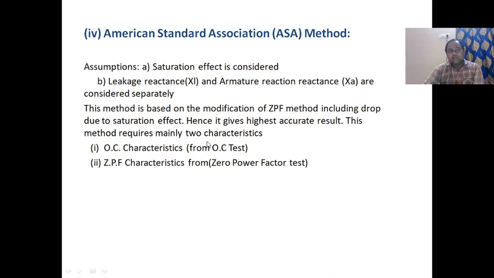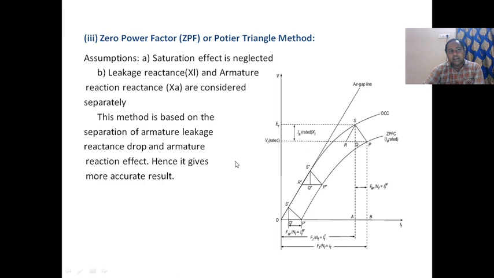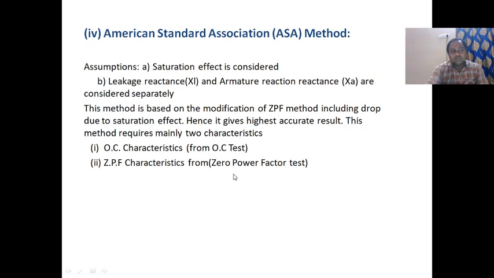This method requires mainly two characteristics, the OCC characteristics and the ZPF characteristics. I already discussed that one. So, the graph is similar in the ZPF characteristics and the ASA characteristics. The drop is different. From the Potier triangle, we find the regulation in the ZPF method, but outside of the Potier triangle, we find the regulation in the ASA method. Thank you.